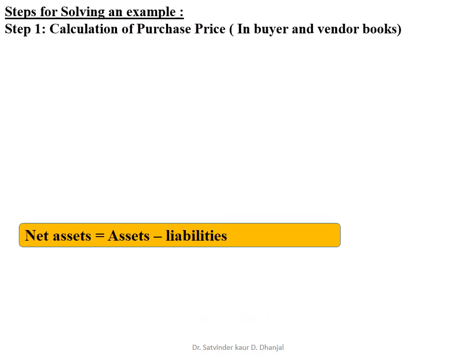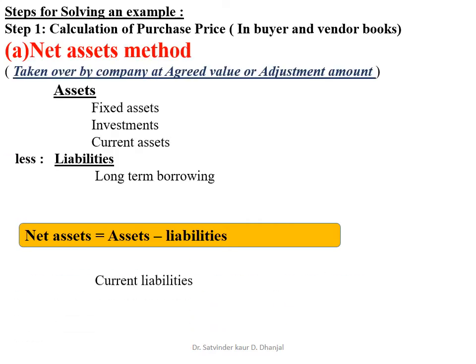Steps for solving an example. Let us see the steps which we are going to use for solving an example for conversion or sale of partnership firm. I have divided these steps into six parts: step 1, step 2, step 3, step 4, step 5, and step 6. Step 1 is about calculation of purchase price, which is for both the buyer and the vendor.